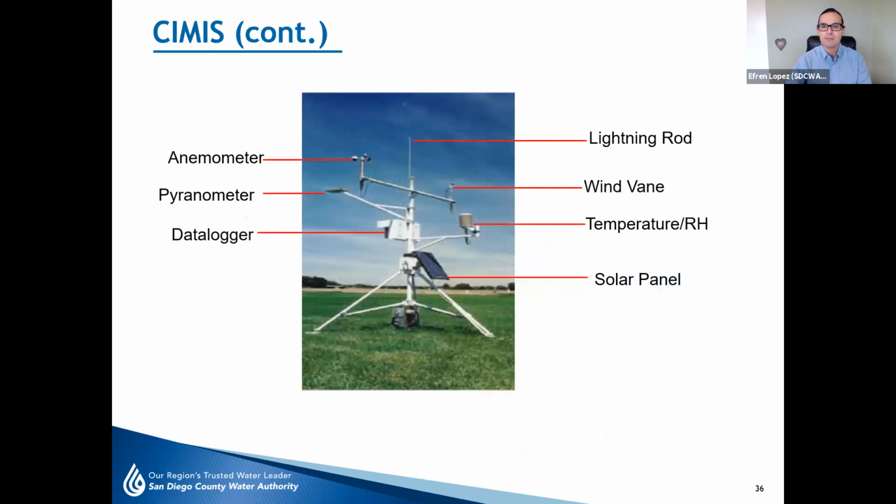This is just a really nice picture of a typical CIMIS station. It has all the different components. If you want to learn more about them, you have the solar panel at the bottom there, and then you have measurements for temperature, wind, and so on.